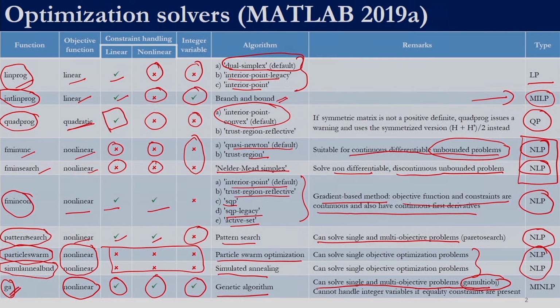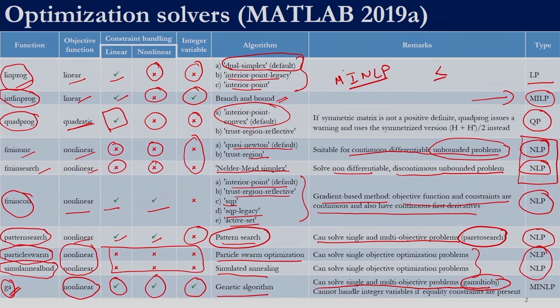Similarly, pattern search as such supports only a single objective, but the pattern search algorithm can be used to solve multi-objective problems using the function paretosearch. If we see, the genetic algorithm is able to support integer variables, linear constraints as well as nonlinear constraints. So, it can solve mixed integer nonlinear programming problems as long as the constraints are inequalities.